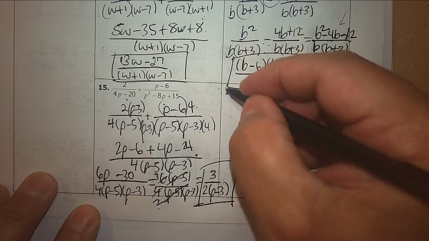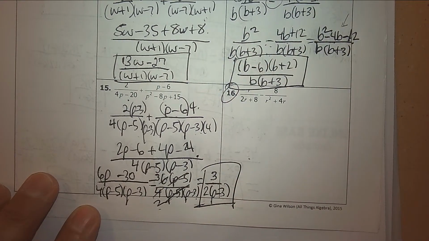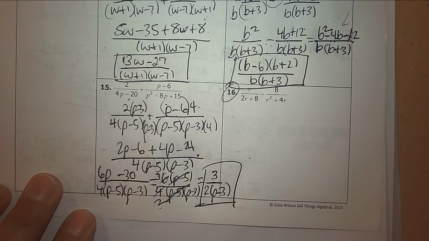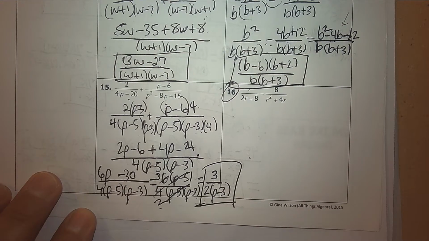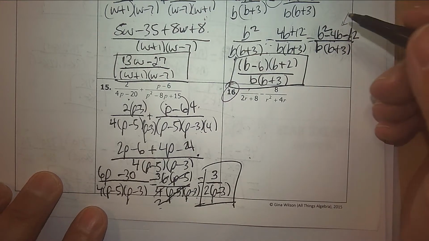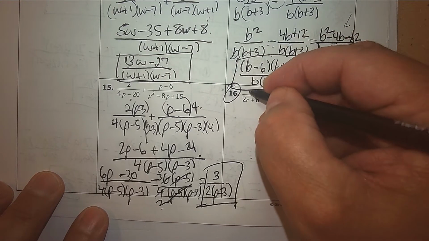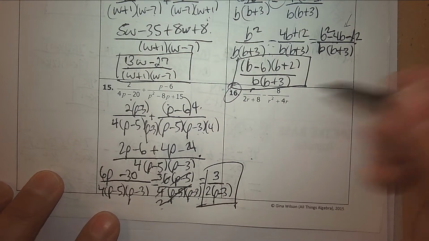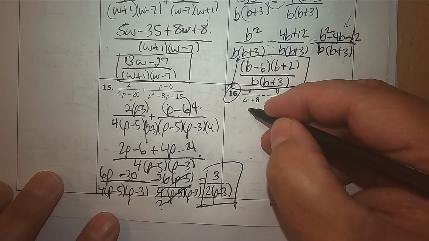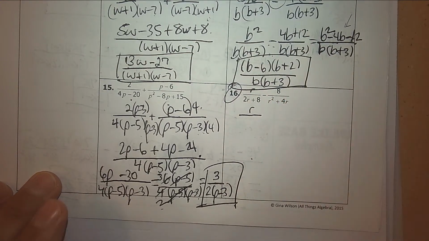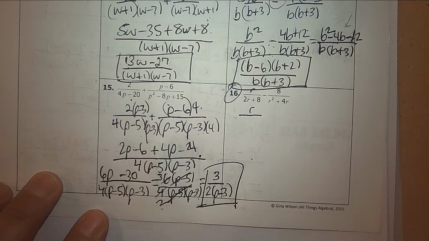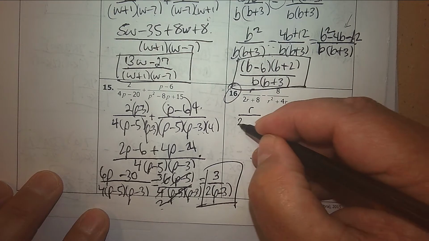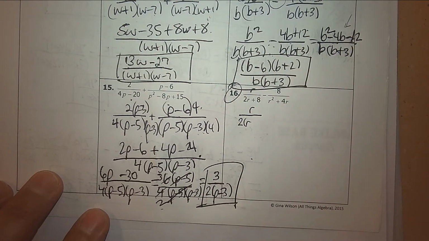Number 16. Anthony. I don't get a chance to ask you as much as I should, but you're here. 16. Tell me what the first step is for number 16. Yeah, like are they the same? No. So my first step to make them the same is to factor. So how do I factor the first denominator? Excellent. And what am I left with?